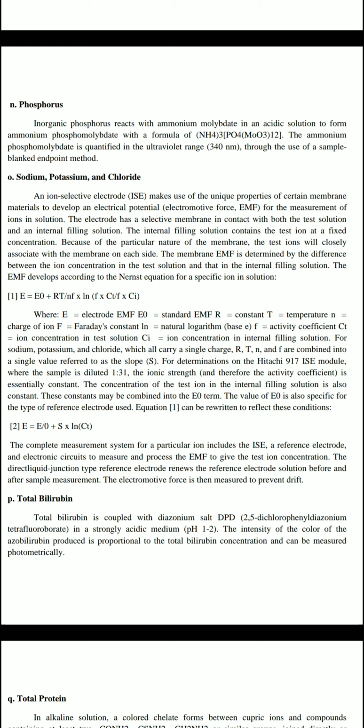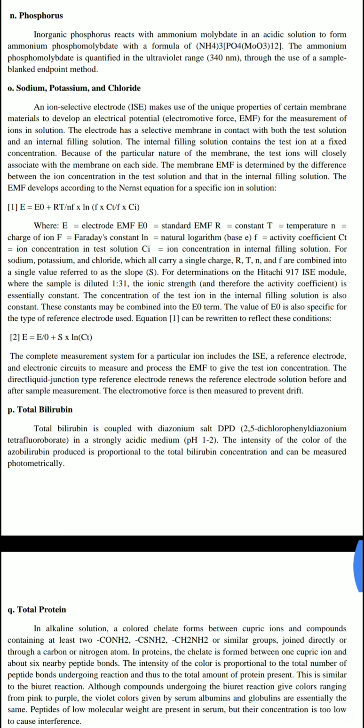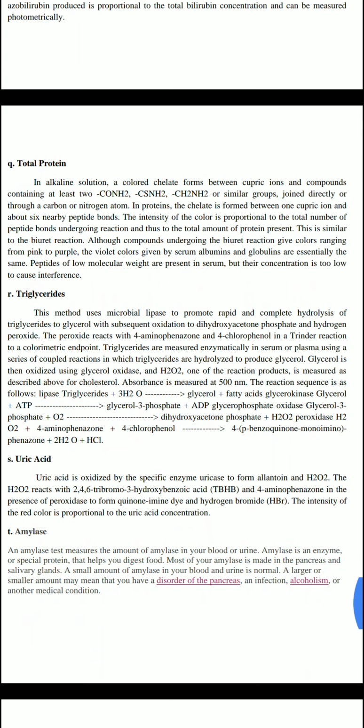The intensity of the color of the azobilirubin produced is proportional to the total bilirubin concentration and can be measured photometrically. Now, how can the total protein be measured?